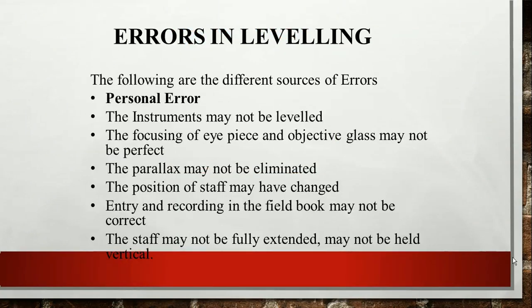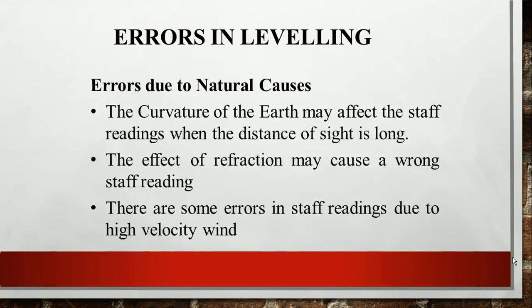Now, at last, we discuss the errors in leveling. The following are the different sources of errors. Number one is personal error. The instrument may not be level, the focusing of the eyepiece and object glass may not be perfect, the parallax may not be eliminated, the position of the staff may have changed, entry and recording in the field book may not be correct, the staff may not be fully extended or may not be held vertically. Basically these are the personal errors which occur during leveling operations.